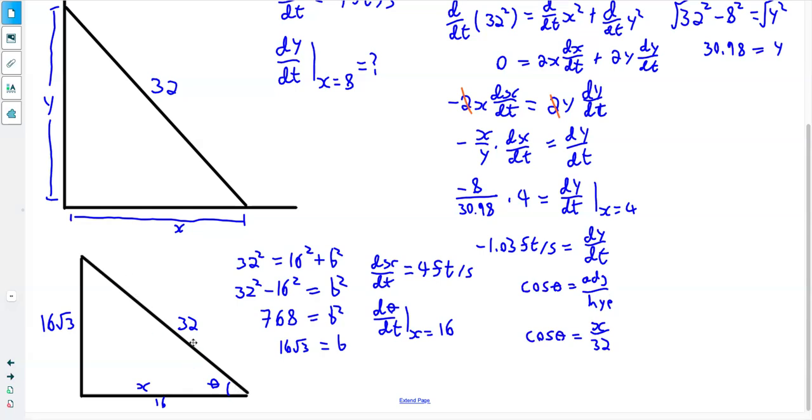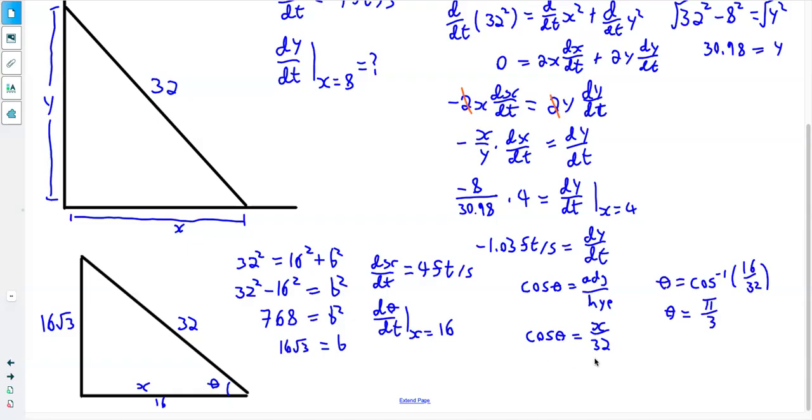location of our ladder. Now, before we go further and take the derivative, we also should probably figure out what our starting angle is when we are 16 feet from the wall. So we can use our cos, rearrange it, so we've got theta is equal to arc cos of 16 over 32, which is pi over 3. So we'll need that later on, most likely.